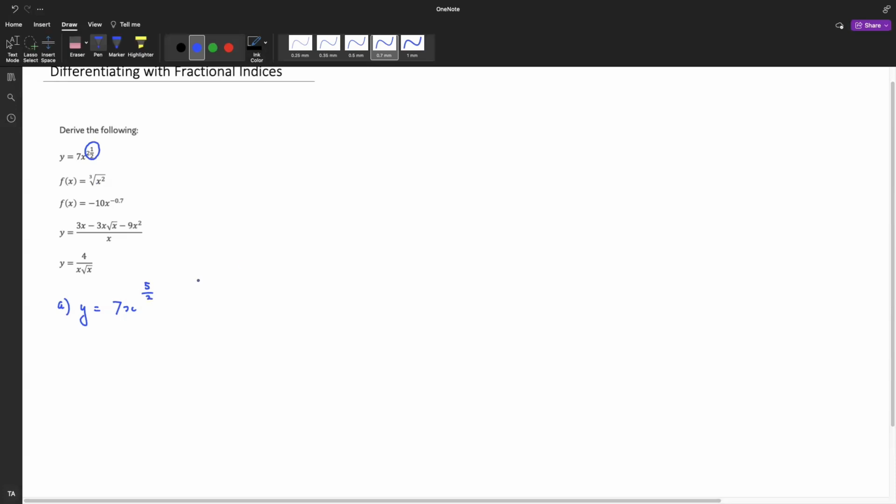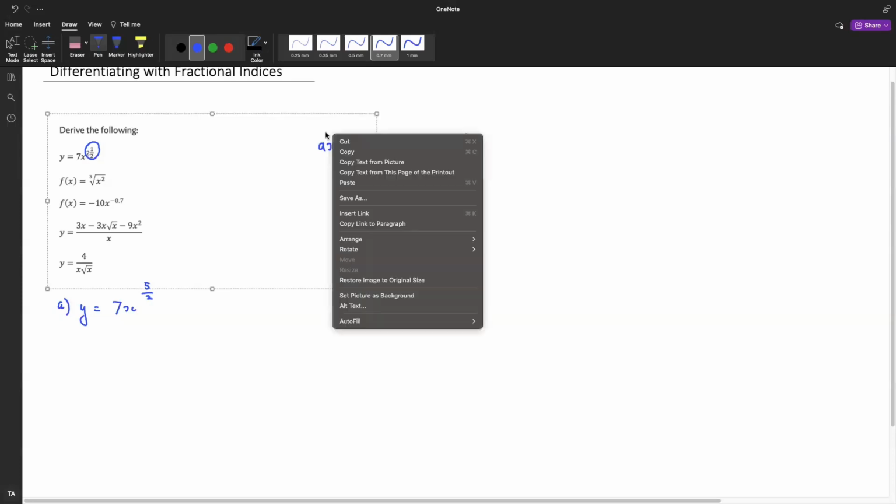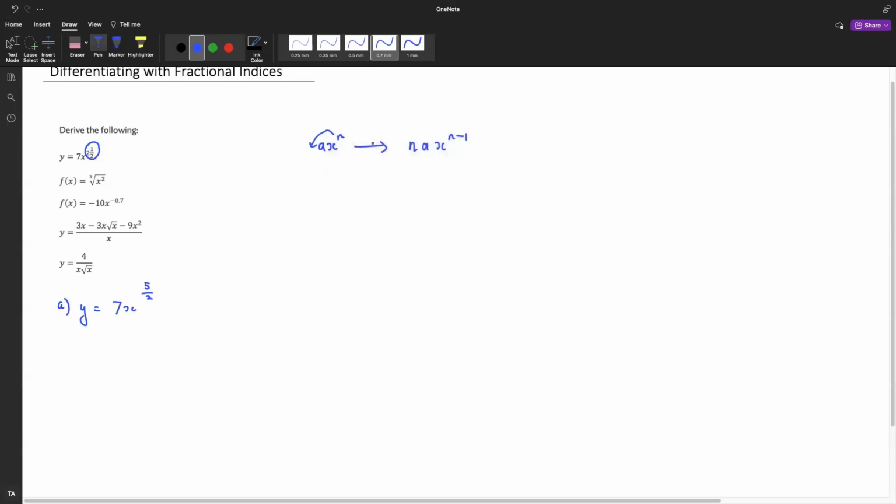Now again, we're going to follow the same rules as we have before. So we note that if we've got ax to the power of n, the derivative of that is going to be nax to the power of n minus 1. Essentially the power comes to the front, and we subtract 1 from the power. So we're going to do the same thing here. We're going to bring the power to the front. That becomes 7 times 5/2, and then we're going to subtract the power by 1. So 5/2 minus 1.